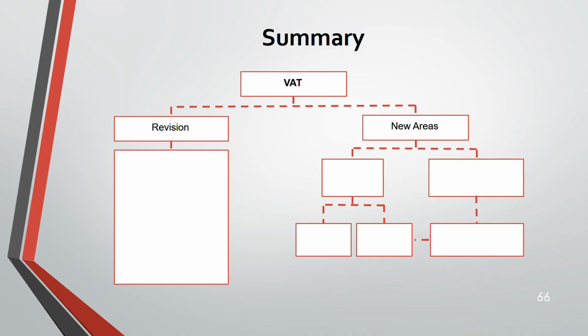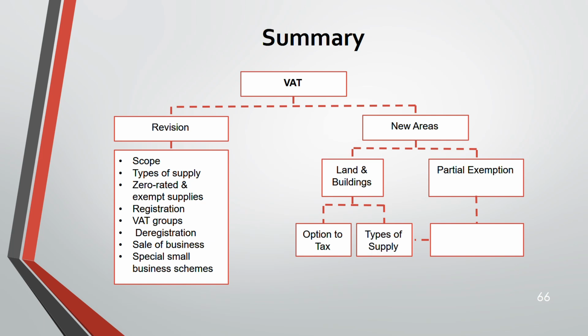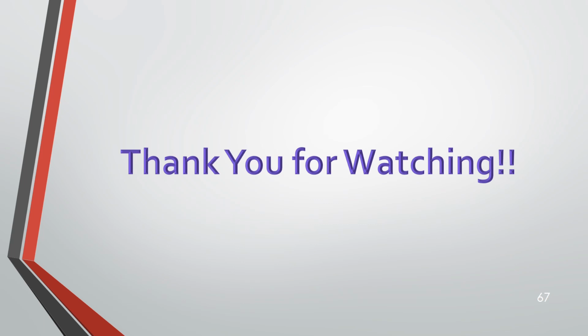So let's summarize this lecture. We started with VAT revision, scope of VAT, types of supply, zero rated and exempt, registration, VAT groups, deregistration, sale of business, special small business schemes, the cash flat rate and annual. New areas are land and buildings, option to tax, types of supply, partial exemption and capital goods scheme. That's it for this lecture. Now I shall see you in the next lecture, that is the continuation of VAT, focusing on the administration part of VAT and the overseas aspect of VAT.